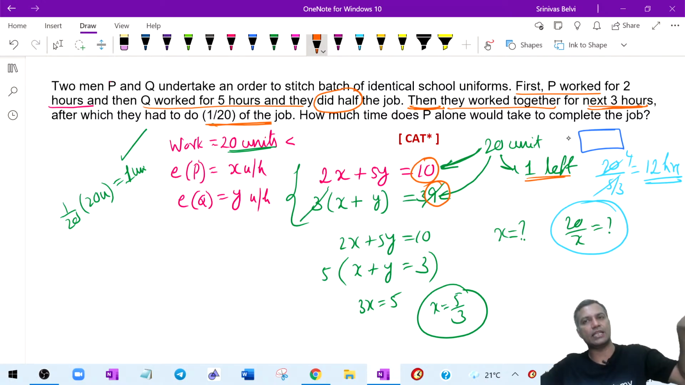Why are you isolating them? Okay, you are not isolating. It's a continuous process. Somebody worked 2 hours, then 5 hours, then again they work together for 3 hours. It's a continuation of the journey.